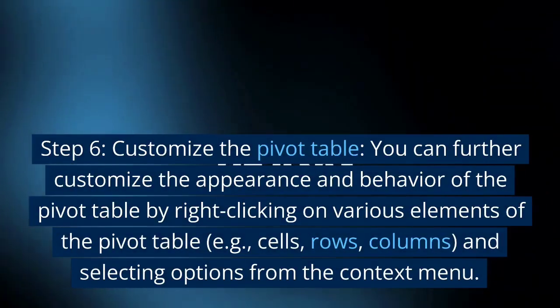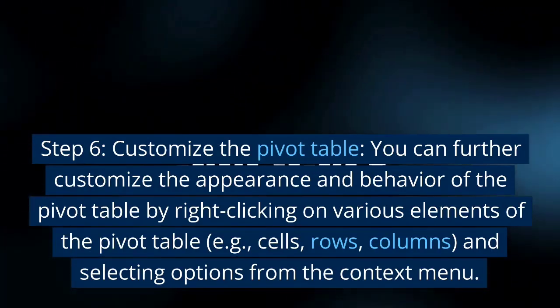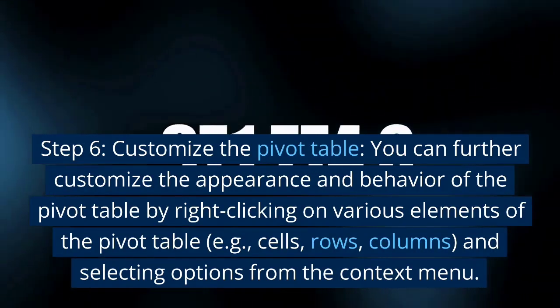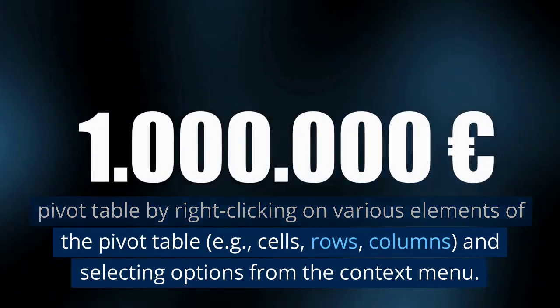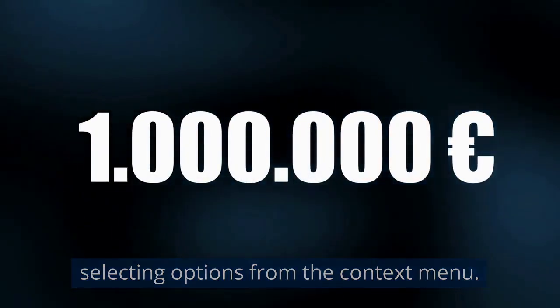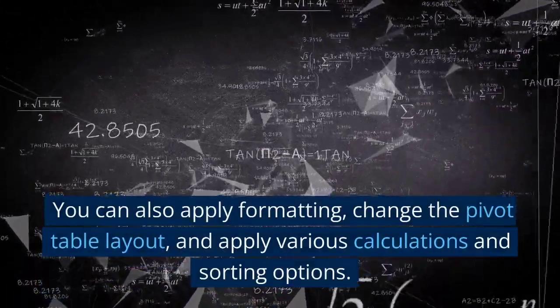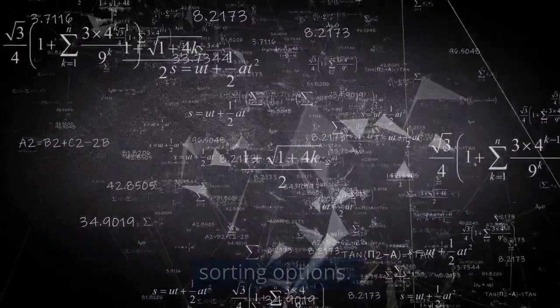Step 6. Customize the pivot table. You can further customize the appearance and behavior of the pivot table by right-clicking on various elements of the pivot table, for example, cells, rows, columns, and selecting options from the context menu. You can also apply formatting, change the pivot table layout, and apply various calculations and sorting options.